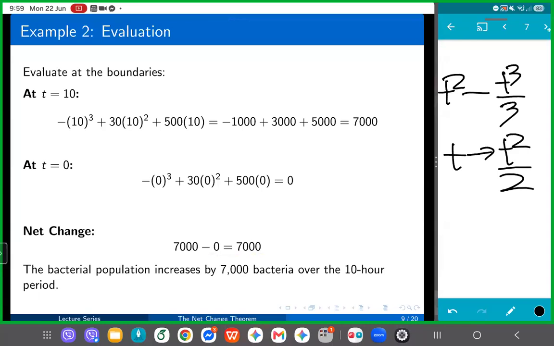In other words, you have a certain number of bacteria right now. And then after 10 hours, that will increase by 7,000. That's why we use the word net, or change. Net change. We are not getting the actual population, just the change in the population. Any question?